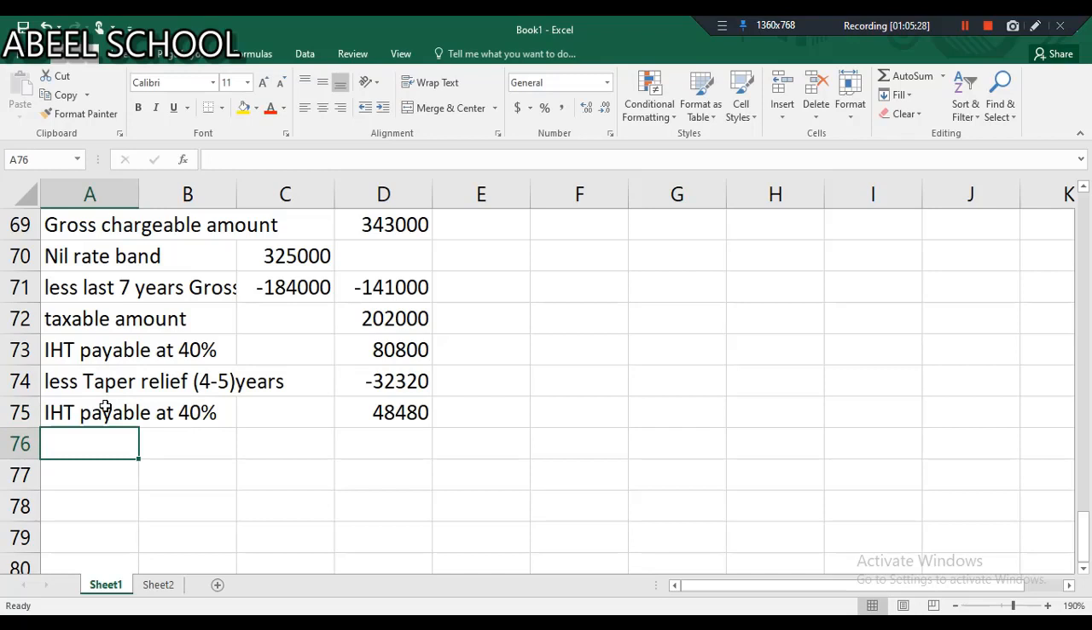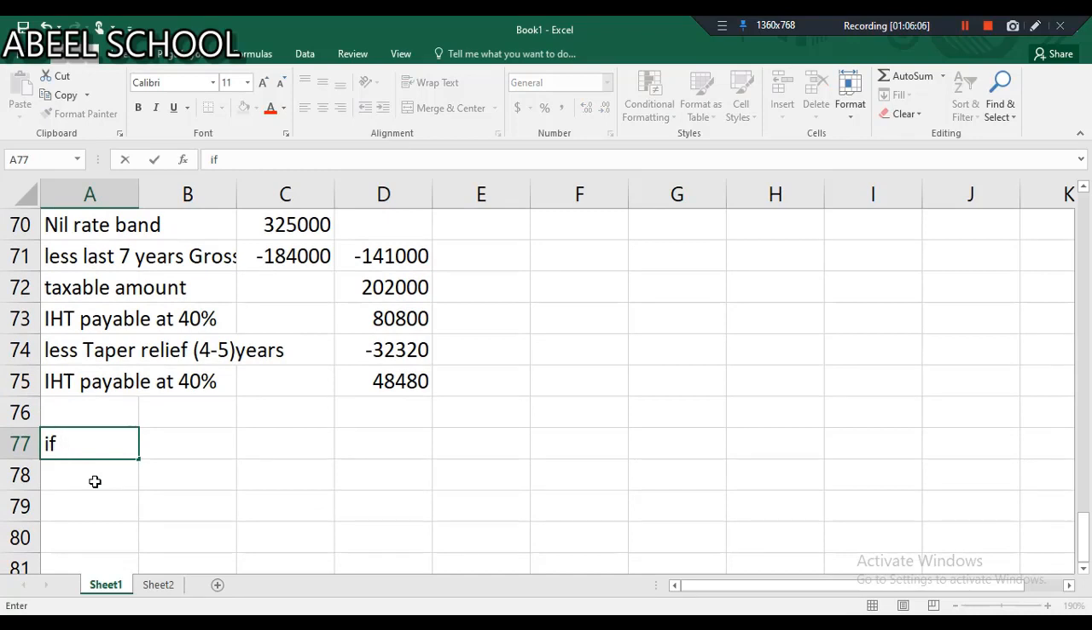Okay, now if ZT dies within 5 to 6 years, then taper relief is going to be 60%. Getting taper relief of 60% means IST payable will be 40% only. If ZT dies within 6 to 7 years, then taper relief will be 80%. Getting taper relief of 80% means IST liability will be only 20%. So we can do that.